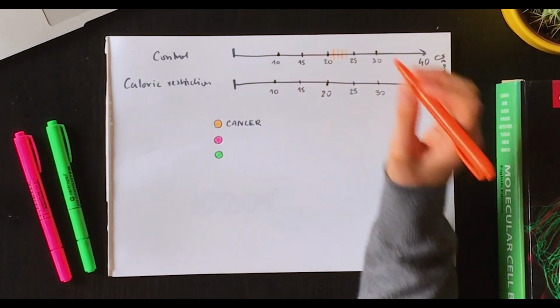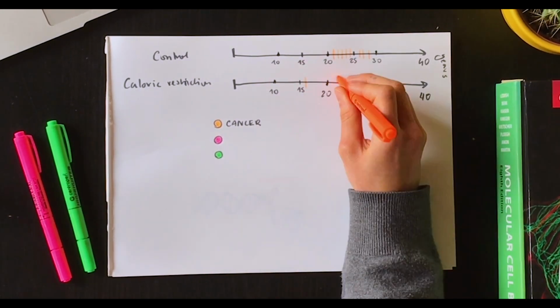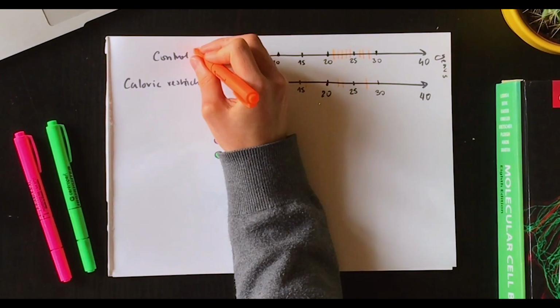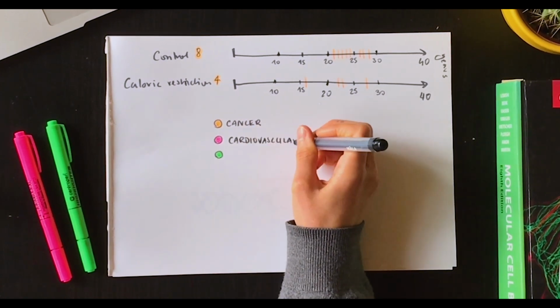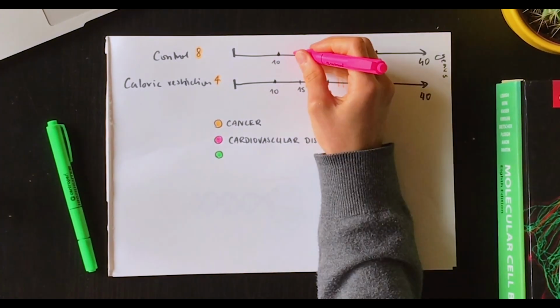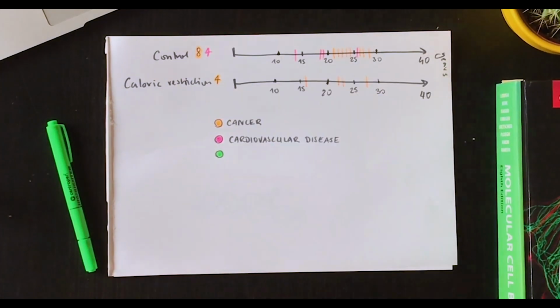In the control group, 8 animals developed cancer at various stages of life, whilst only 4 CR animals got cancer. And in both cases, the most common cancer identified was gastrointestinal adenocarcinoma, so stomach cancer. Similarly, 4 control animals were diagnosed with cardiovascular disease, and only 2 CR animals had the same diagnosis. Therefore, there was 50% incidence reduction of these 2 diseases, which are the most prevalent age-related diseases in monkeys and in humans.